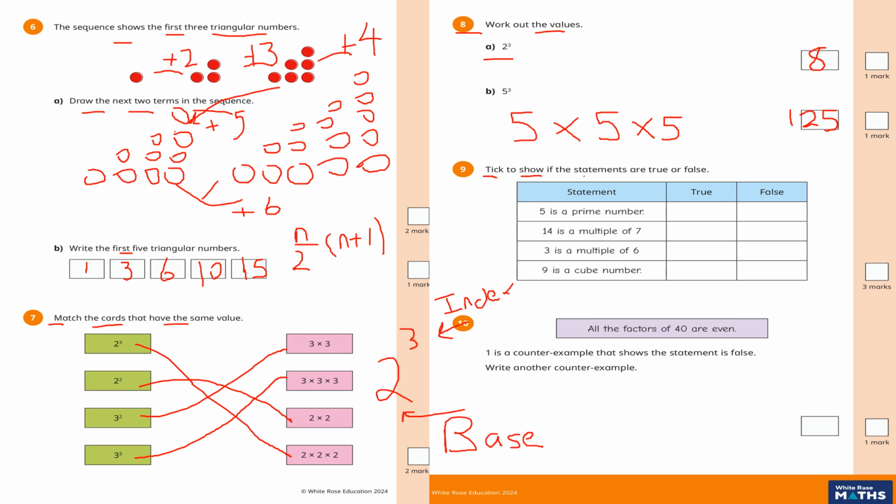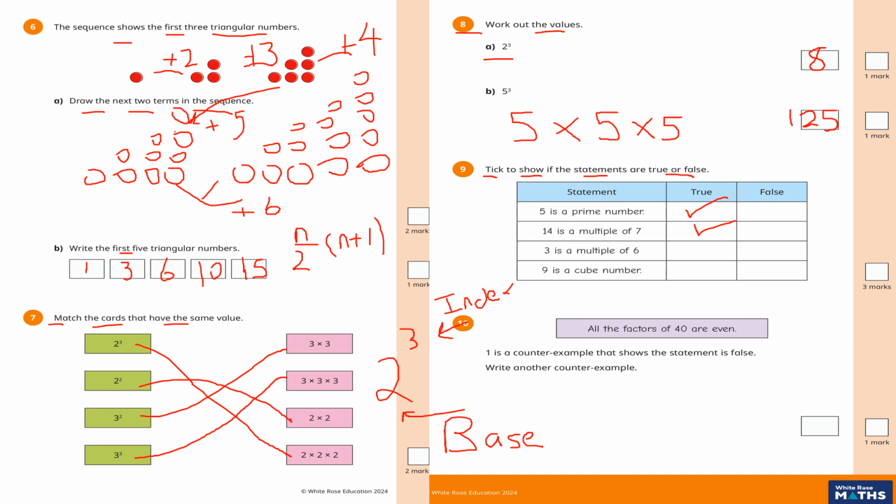Question number 9. Tick to show if the statements are true or false. 5 is a prime number, well, that is true because 5 only has 2 factors, 1 and 5, 1 and itself. 14 is a multiple of 7, that is also true, because you have 7 and then 14, then 21, 28, 35, 42, 49, 56, 63, and then 70, and so on and so forth.